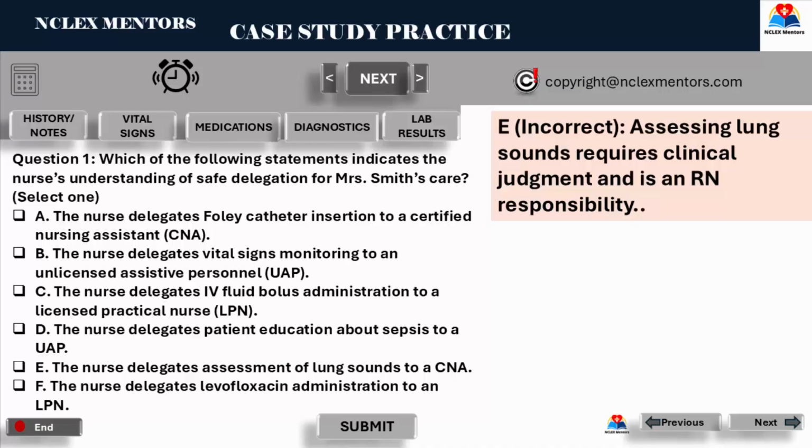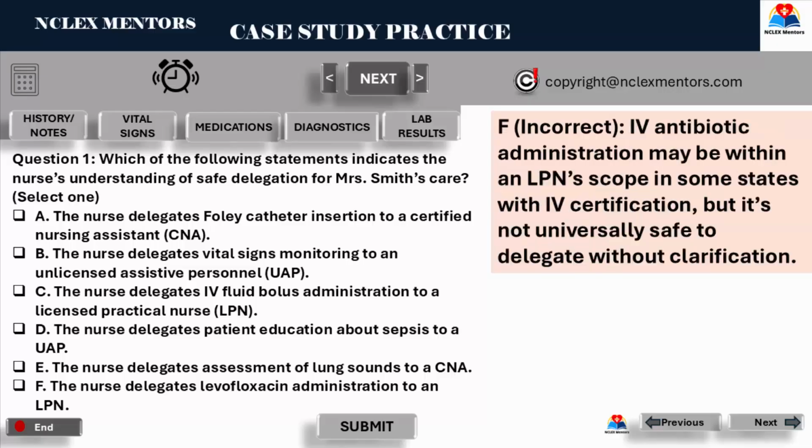While in some states, LPNs with IV certification can give IV meds, levofloxacin is a high-risk antibiotic, and without verification of training, it's not safe to assume delegation is appropriate.